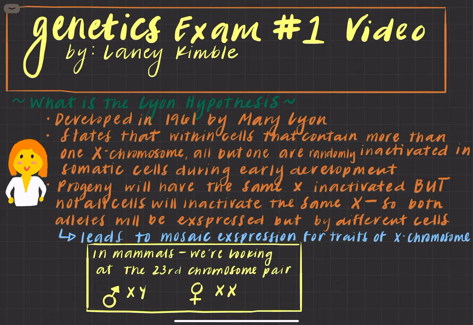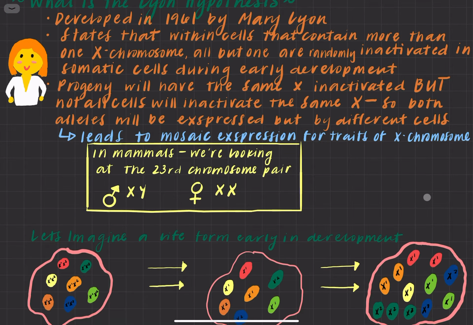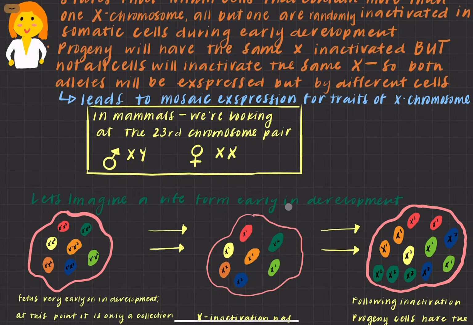Hello, today I am going to be discussing the Lyon hypothesis. This hypothesis was developed in 1961 by Mary Lyon. It states that in somatic cells which contain more than one X chromosome, inactivation of all but one X chromosome occurs randomly in early development.